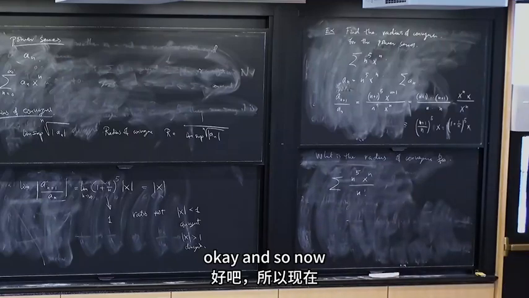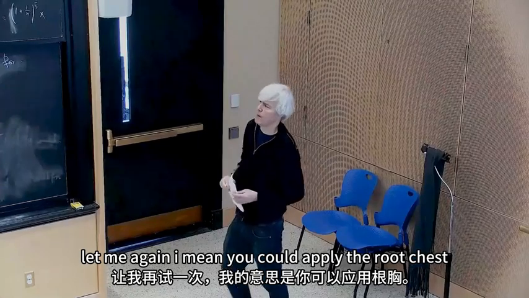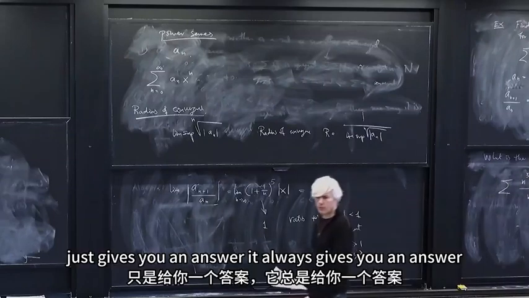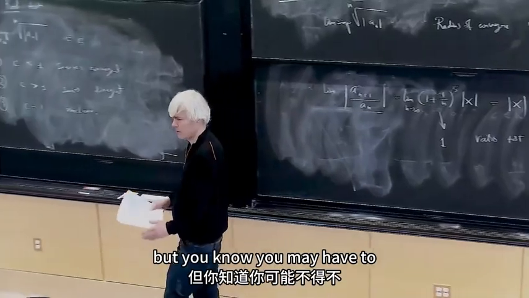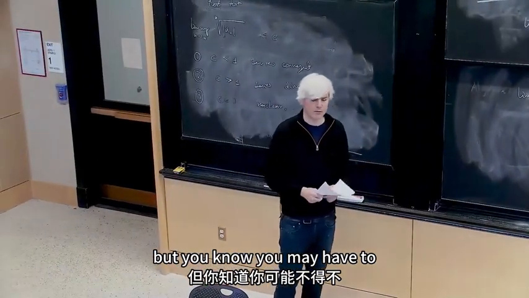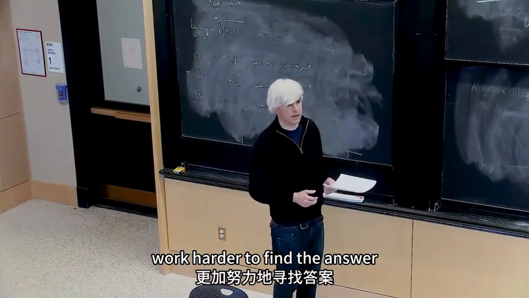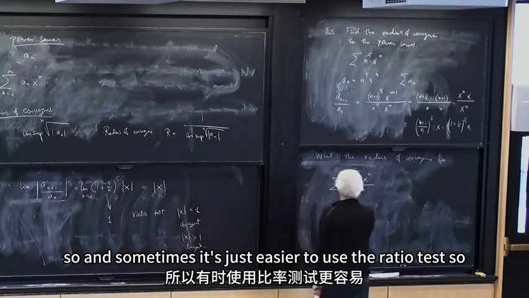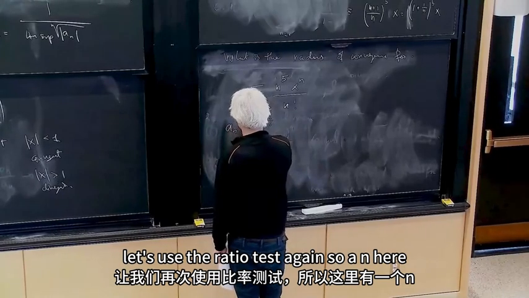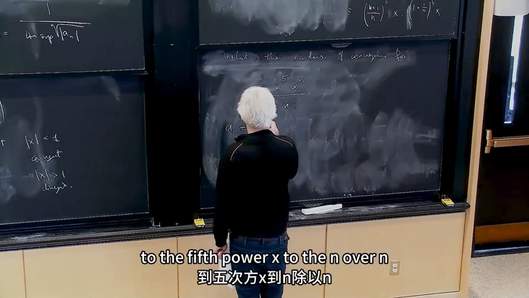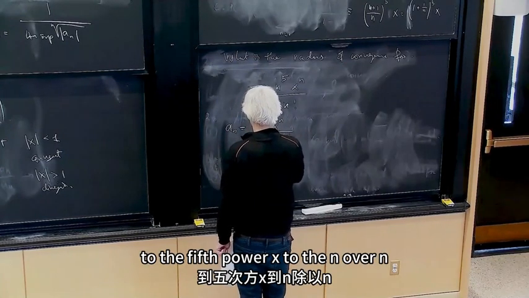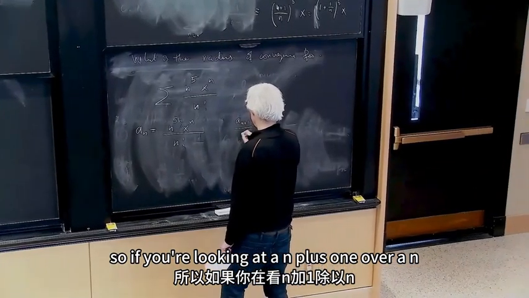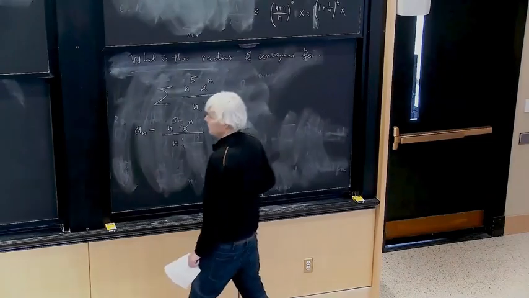Okay, and so now let me again, you could apply the root test. The root test is the one that just gives you an answer. It always gives you an answer, but you may have to work harder to find the nth root. And sometimes it's just easier to use the ratio test. So let's use the ratio test again. So a_n here is n to the 5th power x to the n over n factorial.